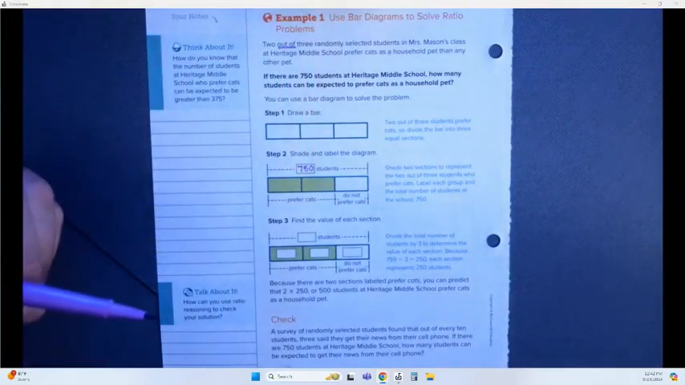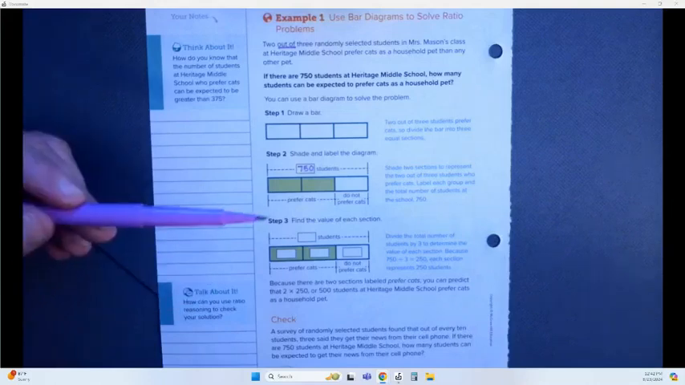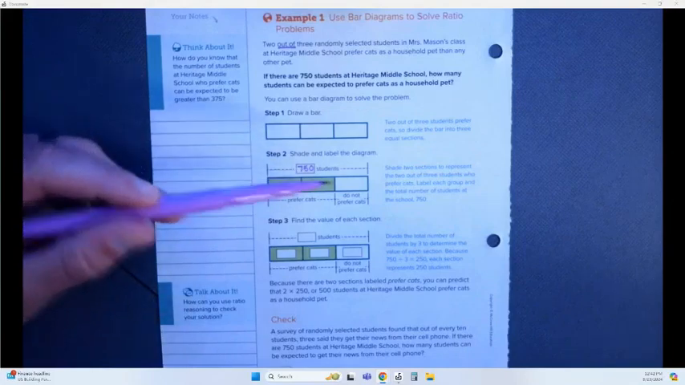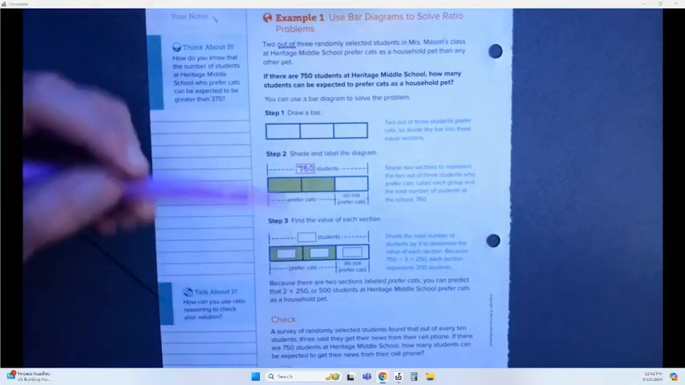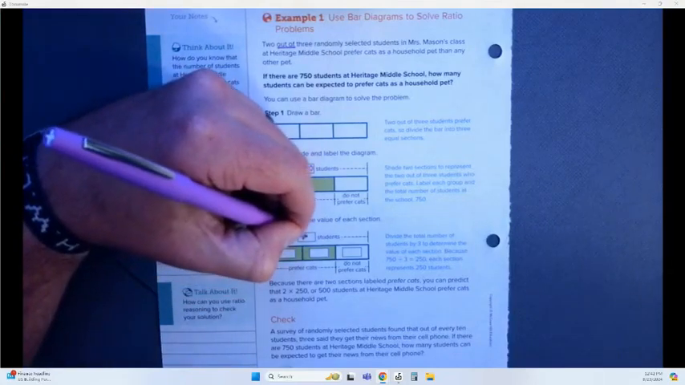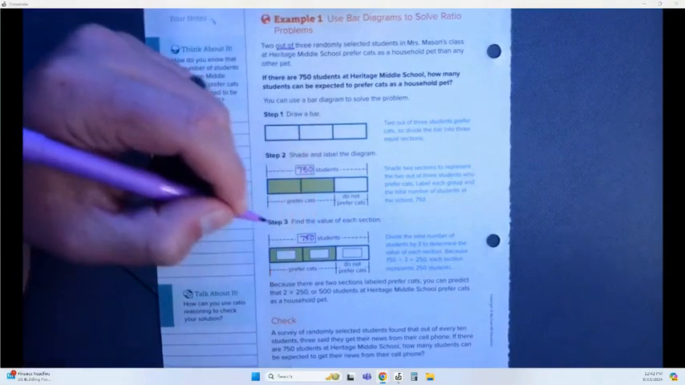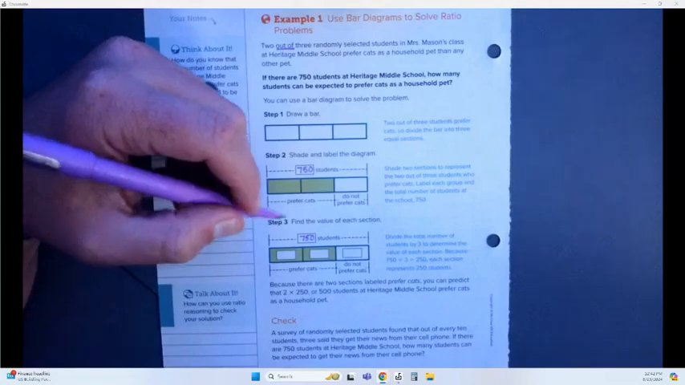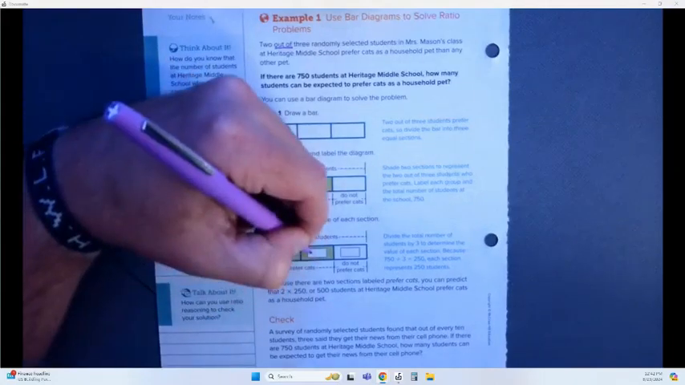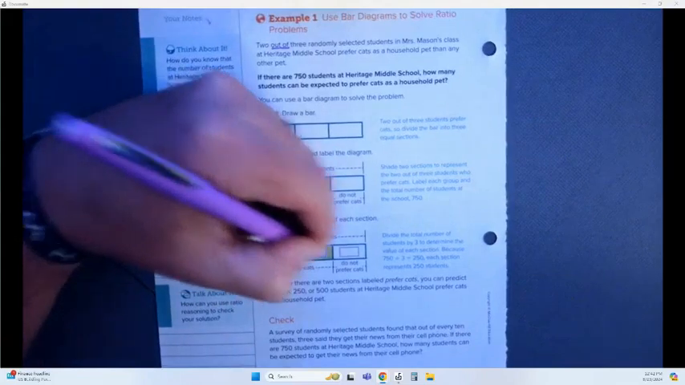Now I want to know how many people prefer cats. So in order for me to do that, I need to figure out how much each section is worth. So I'm going to take 750 and divide it by 3, because there are 3 sections in my bar diagram. And I'm going to find out that each section is 250 students.